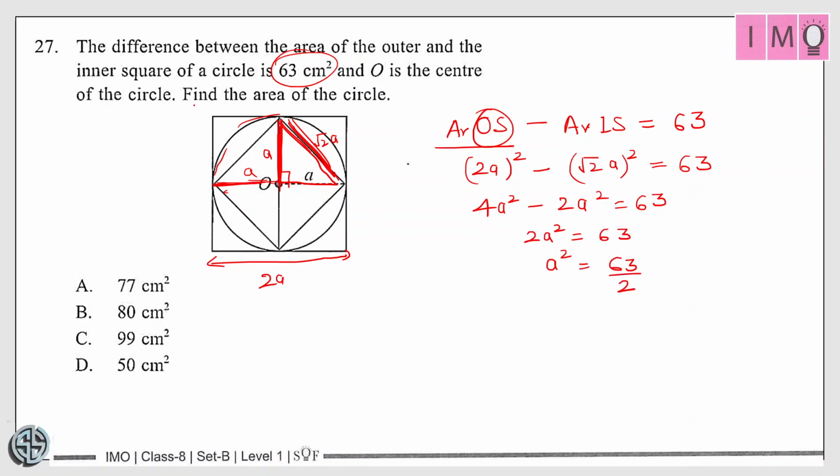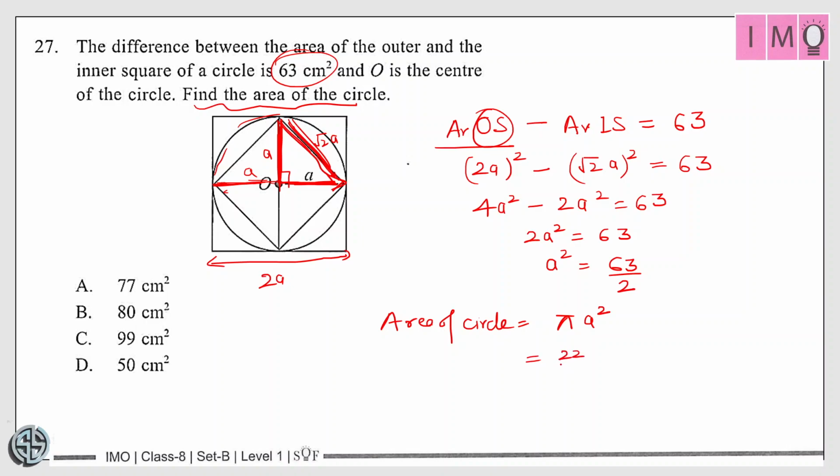Now why do we have to find the area of the circle? You can see the circle has radius a centimeter. So what will be the area of the circle? Area of the circle is pi r squared, and r is a, so pi a squared.